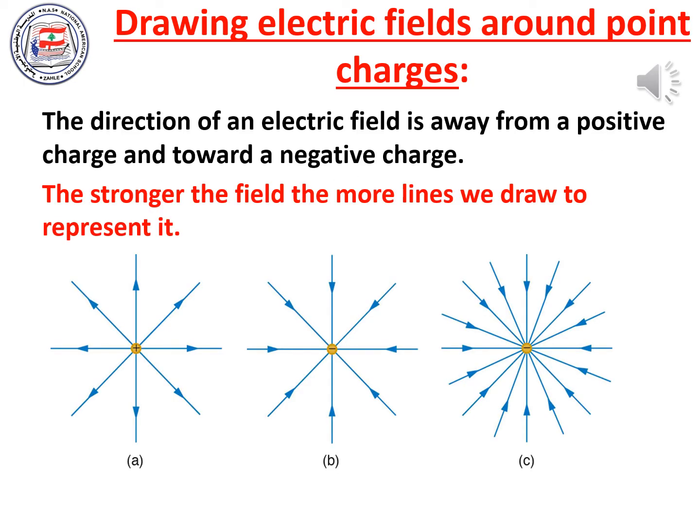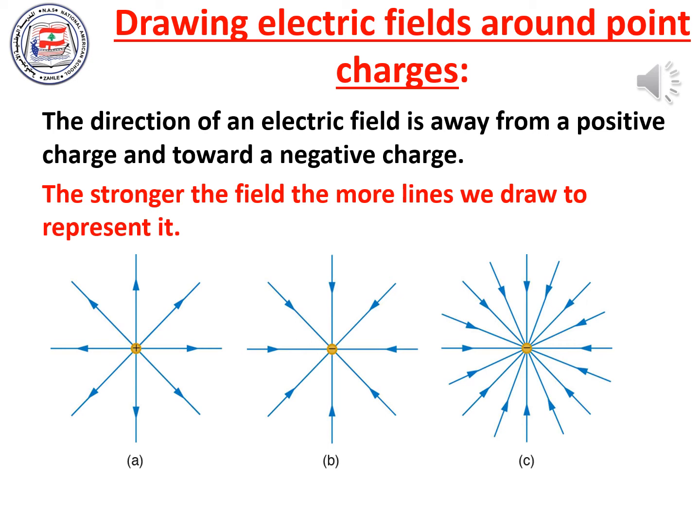Drawing electric fields around point charges. The direction of an electric field is away from a positive charge and toward a negative charge. The stronger the field, the more lines we draw to represent it. So we already talked about this in previous sessions, but I am going to repeat. Whenever we have a positive point charge, the electric field points away from this charge, as you can see in the figure in front of you to the left.